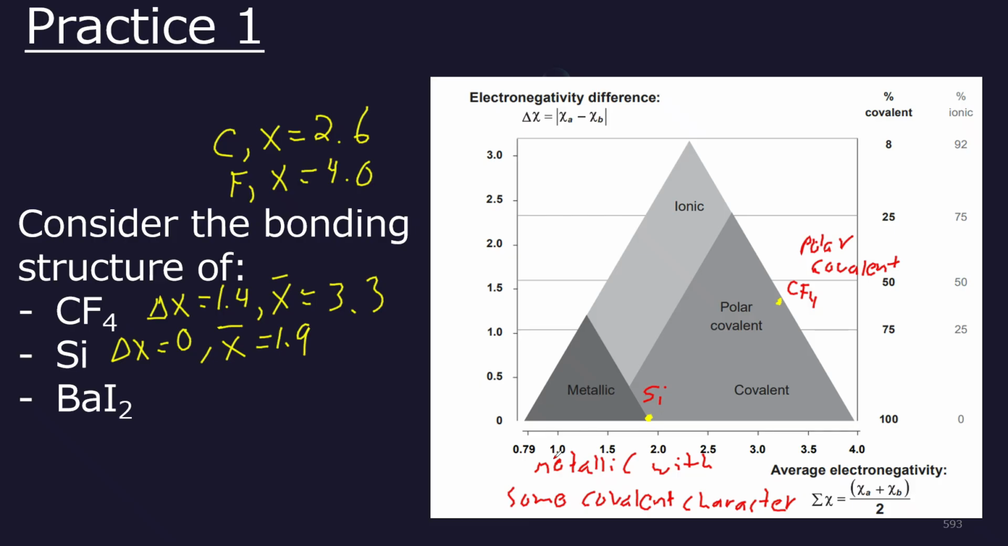Okay, BaI2, barium iodide. You can check the data for this. So barium, I think, is 0.9, iodine 2.7. So delta x is 1.8. And the average x bar is also 1.8: 0.9 plus 2.7 divided by 2. So we can plot that. It will be 1.8 on the x-axis, 1.8 on the y-axis. It's right around here.